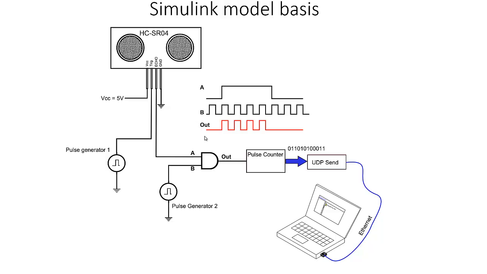This timing diagram shows what is going on at the AND gate. For as long as input A stays on the high logic level, the output just follows the signal entering input B. In other words, the echo pulse enables the pulses from generator 2 to go out. The counter will accumulate the number of pulses coming out from the AND gate, and the value will be sent out of the Raspberry via the network cable using a UDP protocol.